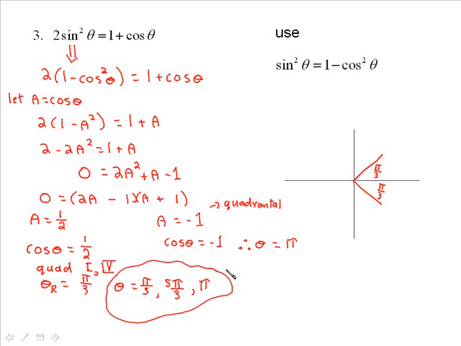So those are 3 examples of these types of problems, very good exam problems. They involve identities, they involve the trig equations, plus, of course, the algebra in between. So they're very valuable in that sense.